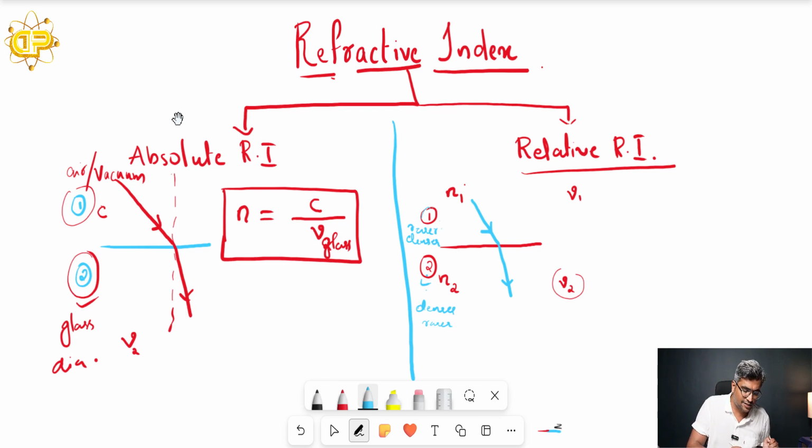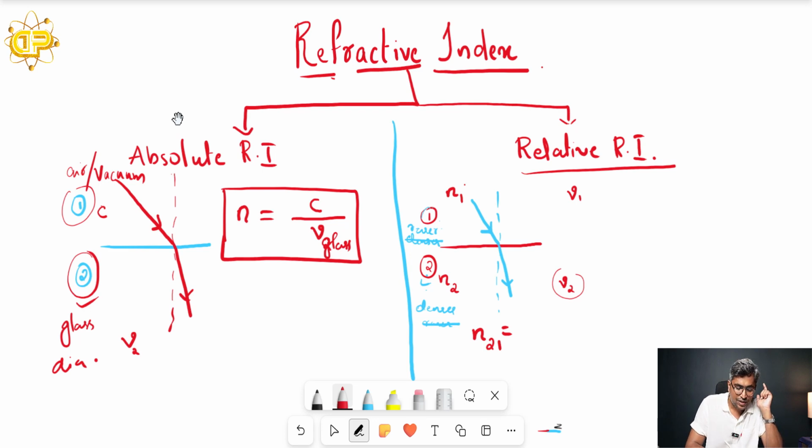If medium 1 is rarer and medium 2 is denser, then obviously the light ray will move towards the normal according to the principle. Now, if I want to find out the relative refractive index, I look at which medium the light is bending in. Here, the light is bending in medium 2. So we are going to find the refractive index of medium 2 with respect to 1. We see in which medium the light is bending, and in that medium we find the refractive index.